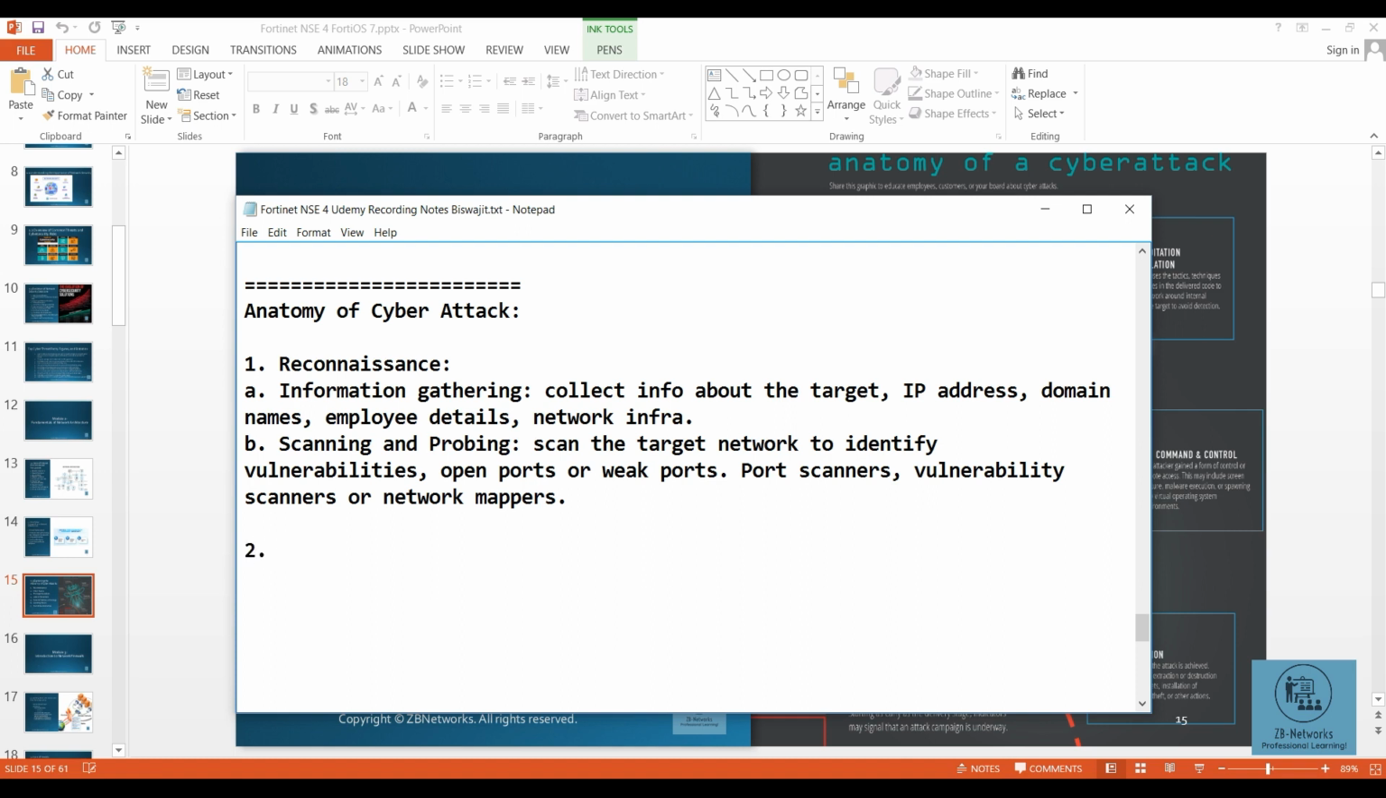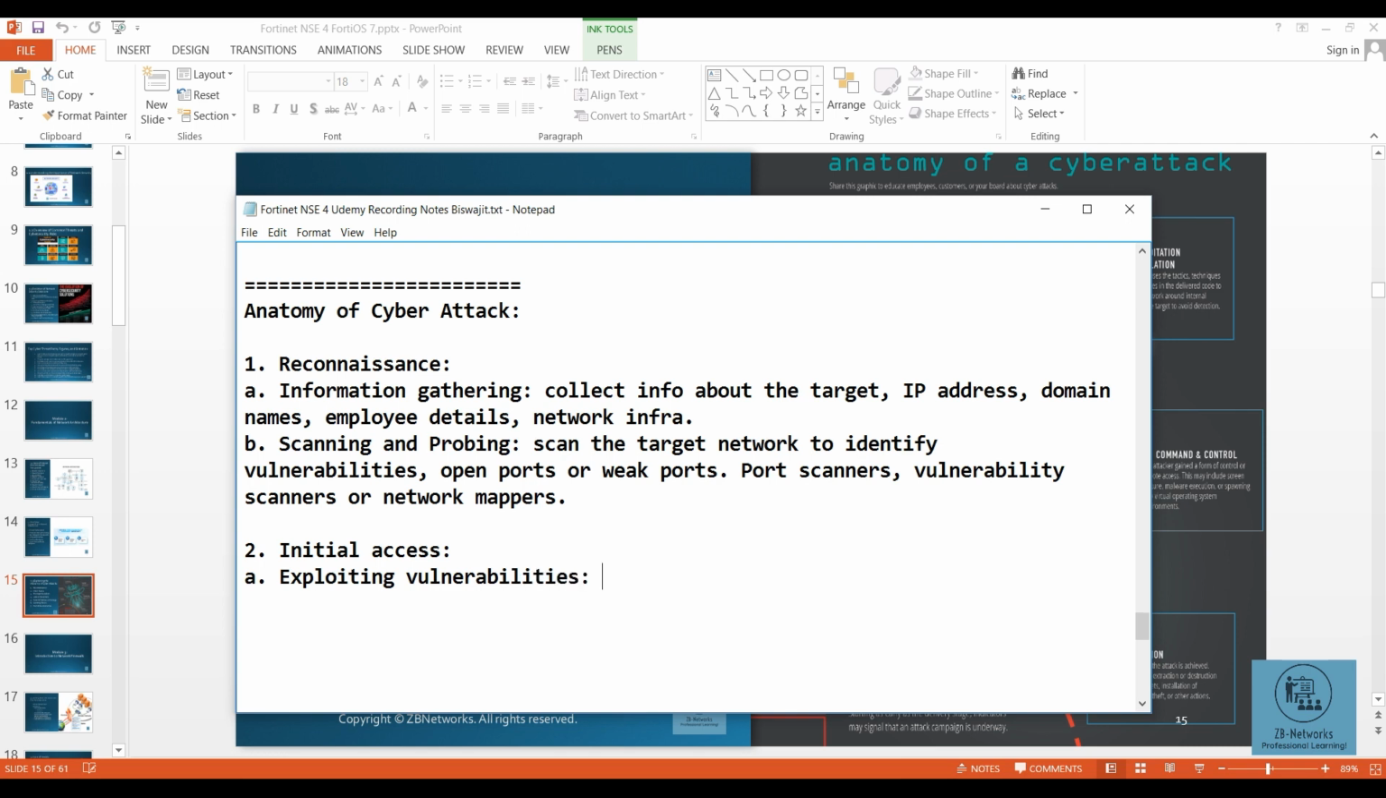Step number 2 in this cyber kill chain process is getting initial access. To gain the initial access, you have multiple sub-steps. The first sub-step would be exploiting vulnerabilities.